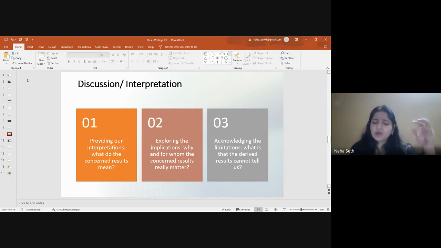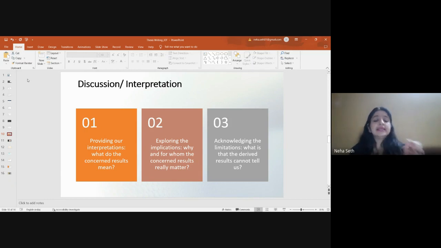We have given the value: the p-value is this, that is why we are accepting the hypothesis. The p-value is this, that is why we have rejected. Now, what do we mean by accepting and rejecting the hypothesis? Here we have to mention this very clearly.